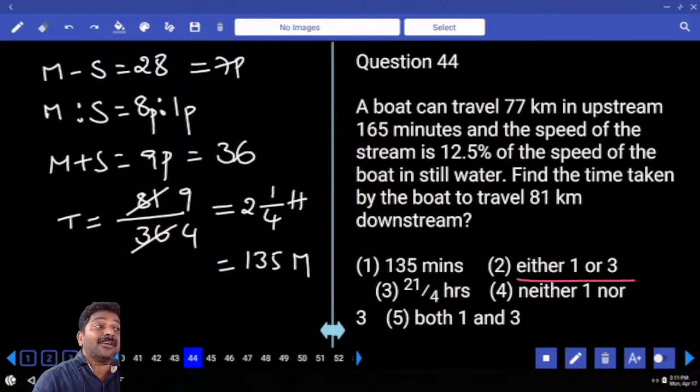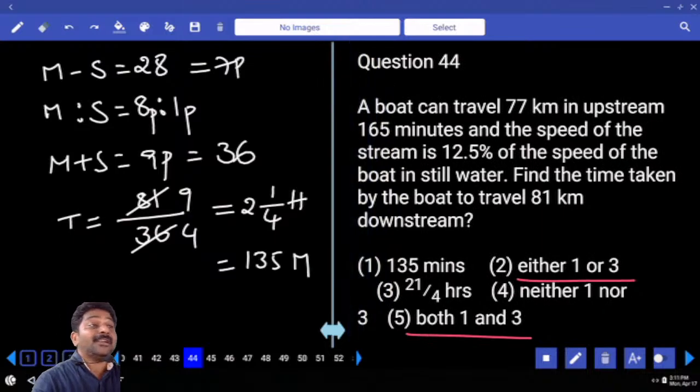Is it either 1 or 3 or both 1 and 3? It is either 1 or 3, not both. For this question, how many different answers are there? There is only one unique answer. Are there 2 different possibilities?